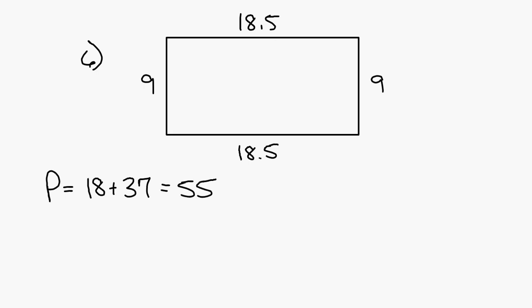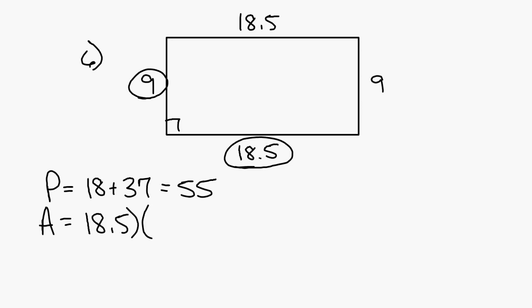Your area is equal to the base times the height. Here's your base. Here's your height. So it's 18.5 times 9. And 18.5 times 9 is 166.5.